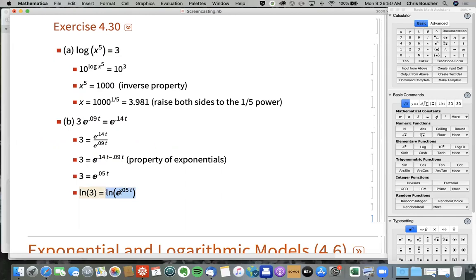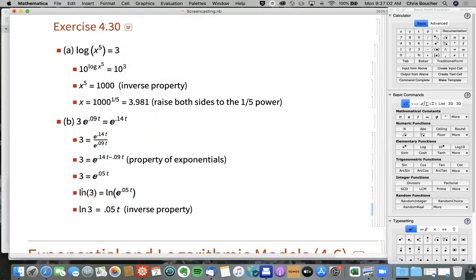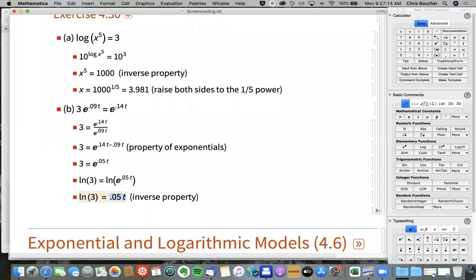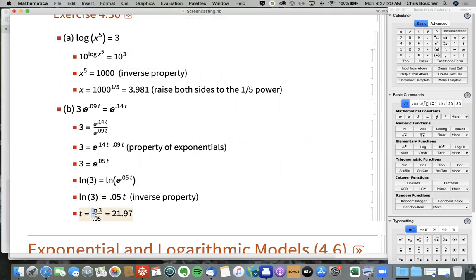Okay, so on the right-hand side, now in blue there, I have the natural log of e to something. Those are inverses. They're going to undo one another, and so I'm just going to get 0.05t on the right. Again, ln of 3 is just some number. That ln is not a variable or anything, it's just a function name. So now my variable is just being multiplied by something, so I can divide both sides by that thing, which is 0.05. When I do that, I get ln of 3 over 0.05, and my calculator says that's equal to 21.97.